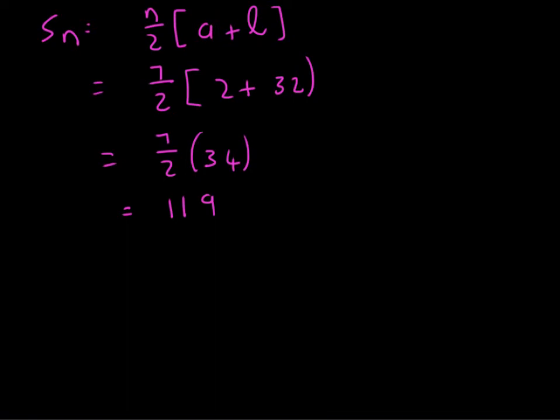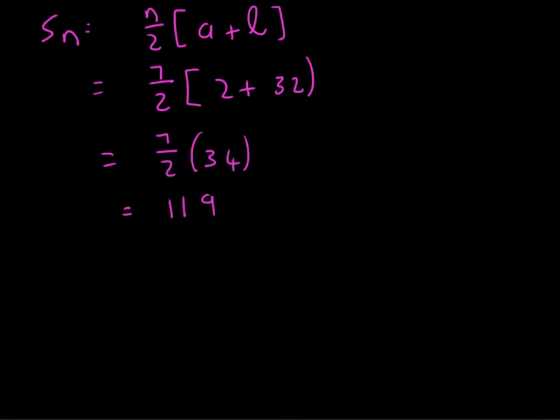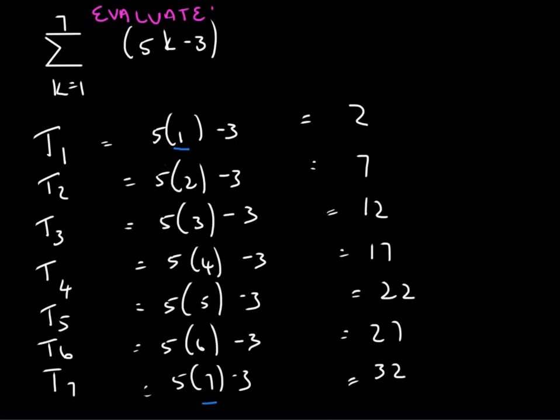You might want to know from me, how do we know that there are 7 terms? Well, there's a little trick that we've learnt along the way, in that what we do is we take the top number and we subtract the bottom number and we add 1. So 7 minus 1 plus 1, that gives us 7. So that's how we know that there are 7 terms in the sequence.